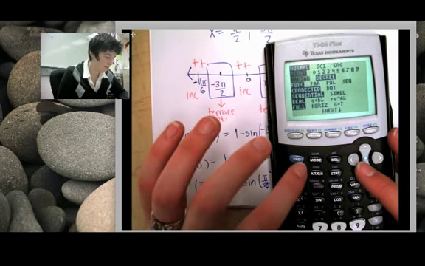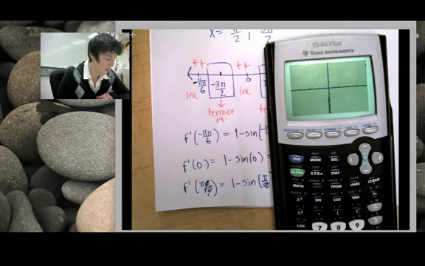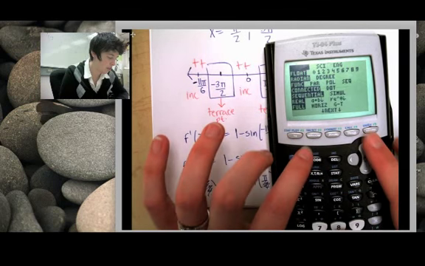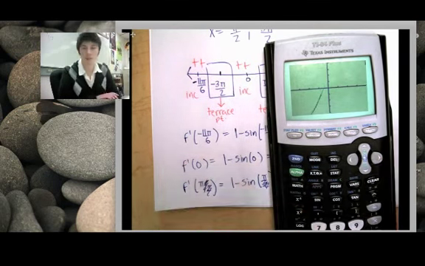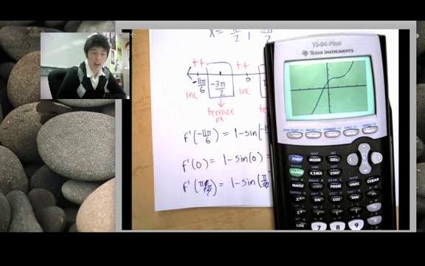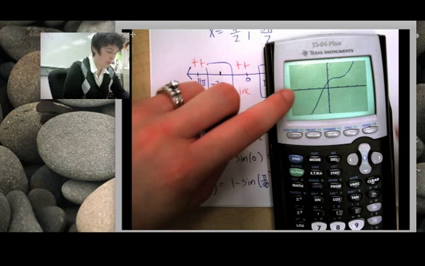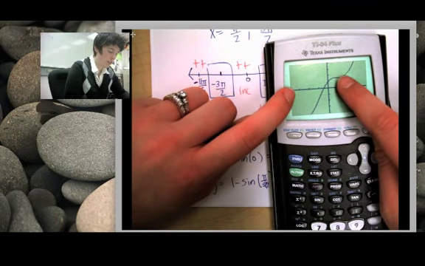Let's try this again. I think I had the wrong mode on. Still looks weird. Okay, so if I play with this, there we go. I was in degrees. I had to switch to radians. Okay, so here's my graph. It's looking good. This is from negative 2 pi to 2 pi. You can kind of see what it's doing. It goes up, flattens out, goes back up.